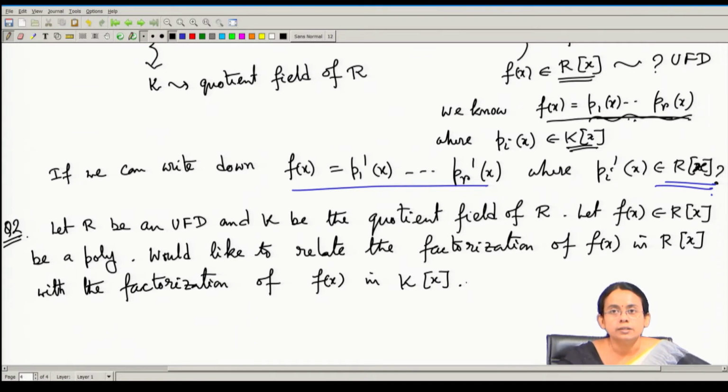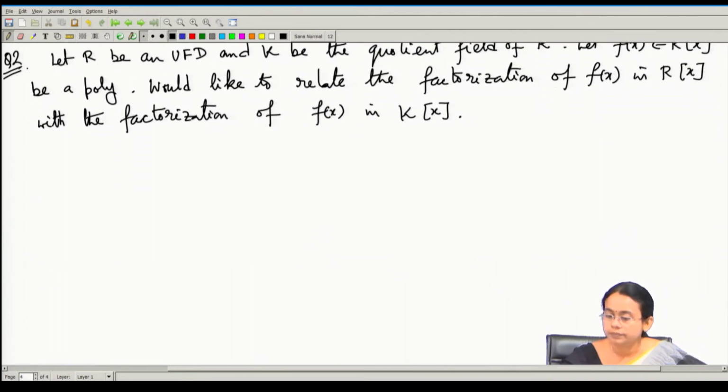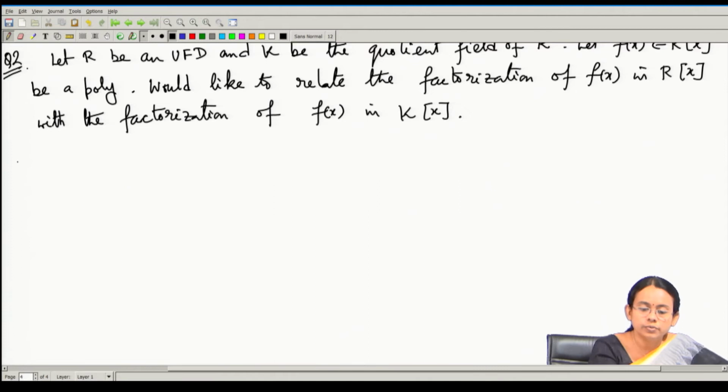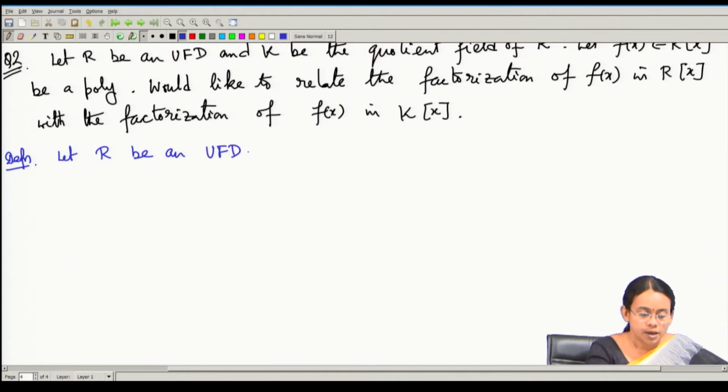So, in order to understand that, let me introduce some of the definitions that we will need in the rest of the lecture. Let us start with the following definition. Let R be a UFD. Then we define the content of a polynomial.